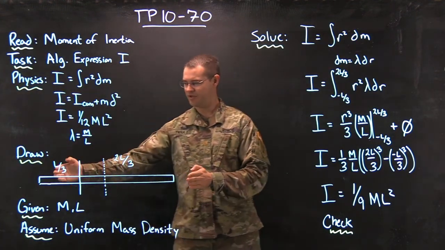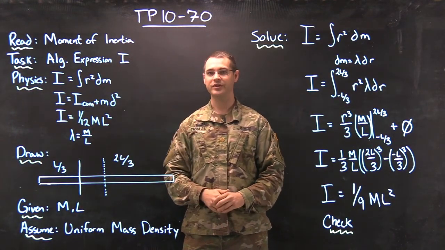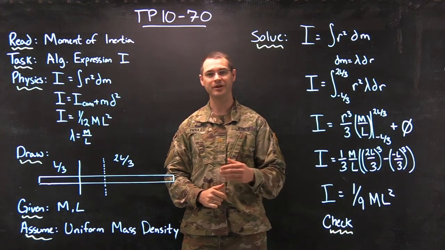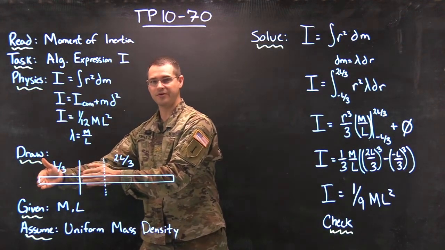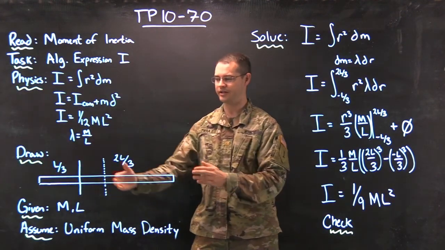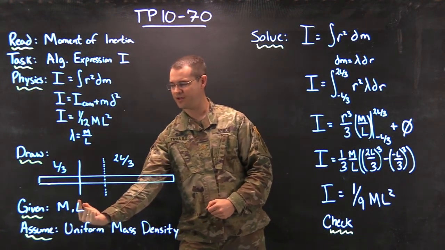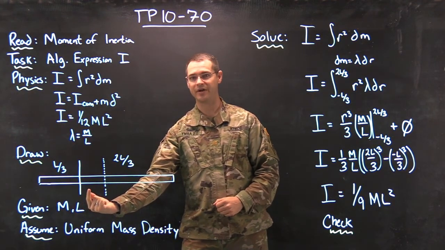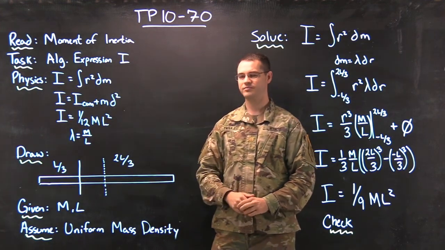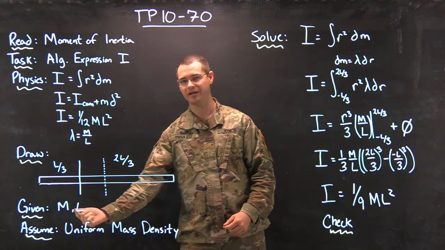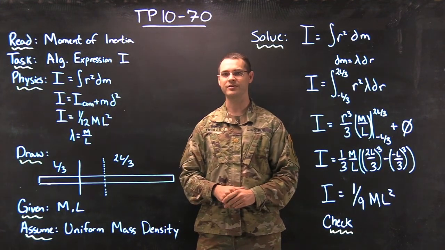Now in our draw step, we have our thin rod, which I've shown here, and I drew a dashed line for the axis through the center of mass, which we'll need for the parallel axis theorem. Now the axis we're rotating about is 1/3 of the way up the length of the rod, leaving 2/3 of the rod on the other side of our axis of rotation. So we're going to set our reference point for our position vector at the axis of rotation and integrate across our rod. We're given the mass of the rod and the length of the rod, and in order for this to work, we have to assume that there's a uniform mass density.